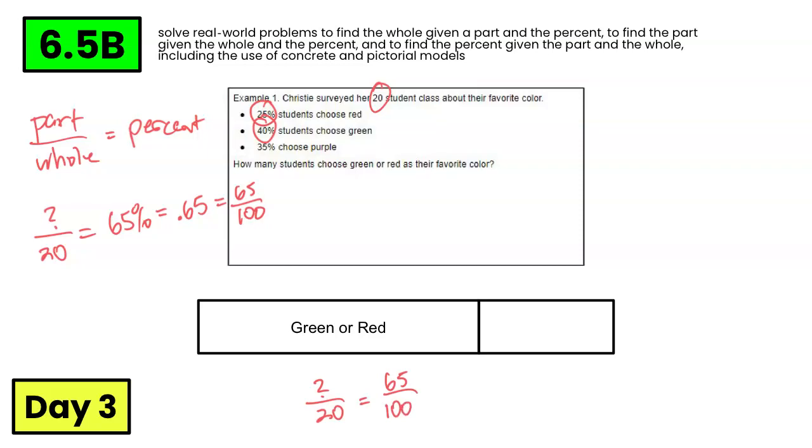You could also do this as a strip diagram as I modeled on the previous problem, and this will help you to see what your students' thinking is like in order for them to answer this question. From here, we would cross multiply, we would divide, and what we would end up with is an answer of 13 students who chose either red or green as their favorite color.